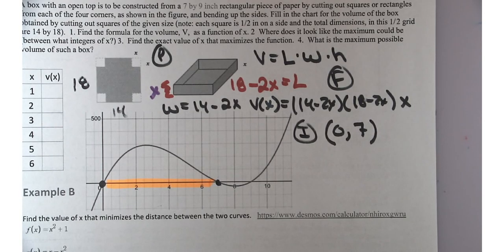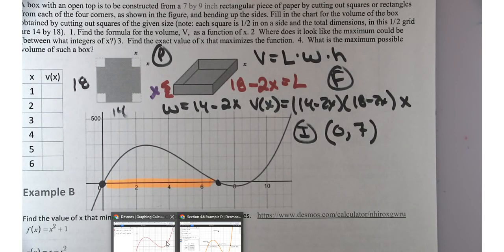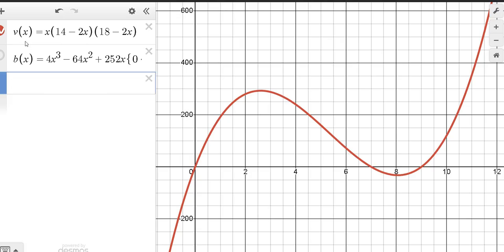Now, one of the cool things you can do with Desmos is you can make it figure out some things for you. For instance, I wrote this function as v of x like this. I can do a little table. I can find, say, v of 1. So v of 1, if I cut out a 1 square, then I get 192 as my volume. If I cut out 2 squares, I get 280. 3 squares, 288. 4 squares, 240.